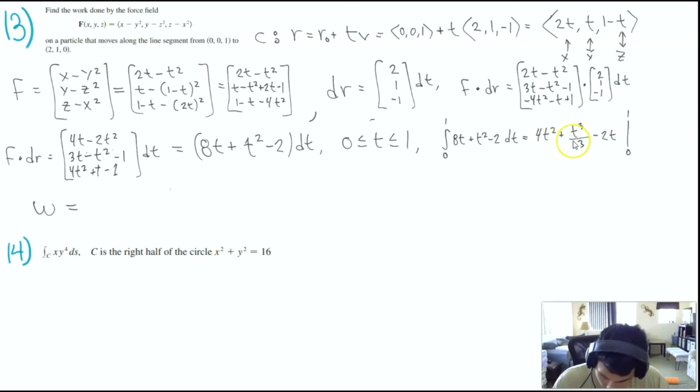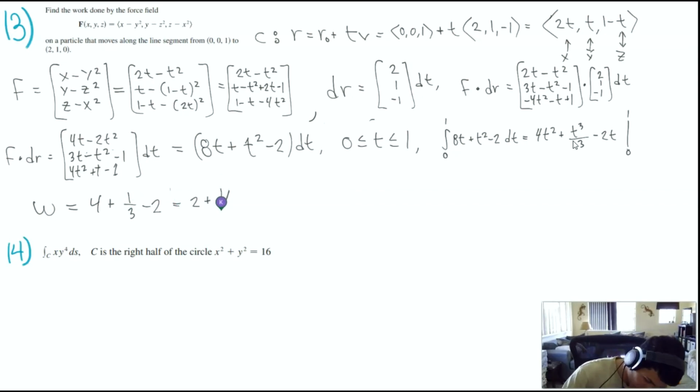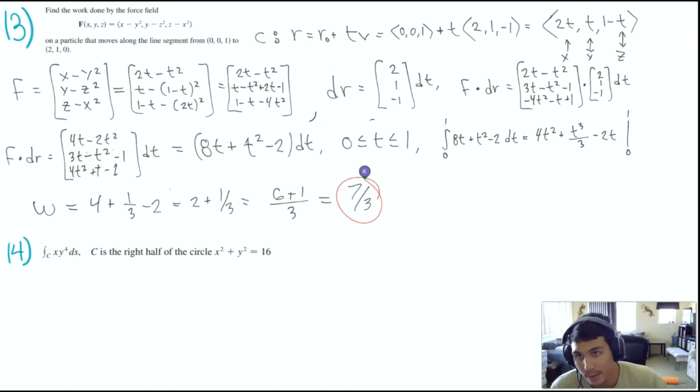Okay, so we get 4 plus 1/3 minus 2, which is equal to 2 plus 1/3, which is equal to 6 plus 1 over 3, which is 7/3. That's the work done. Okay. Let's do number 2 now.